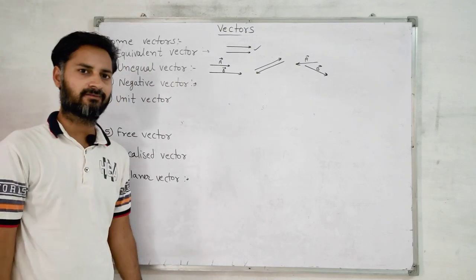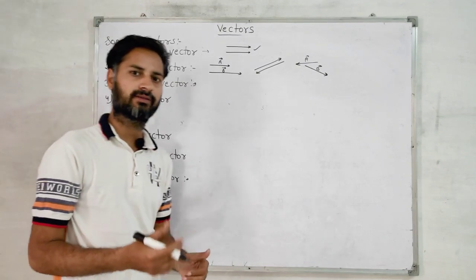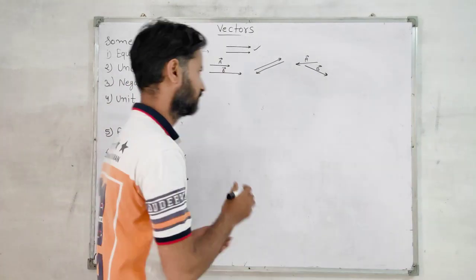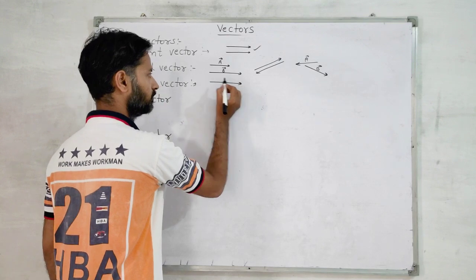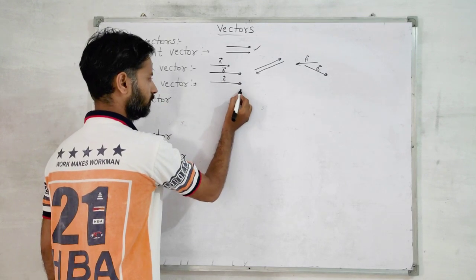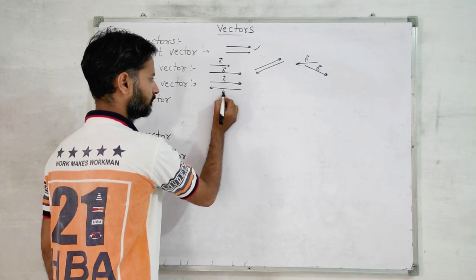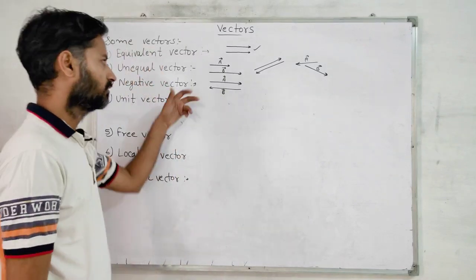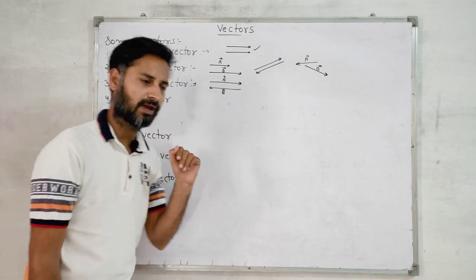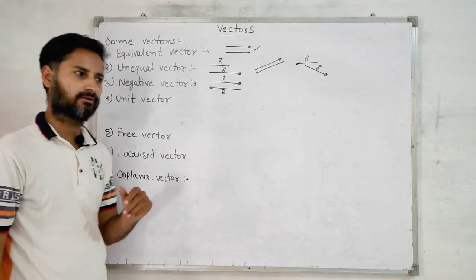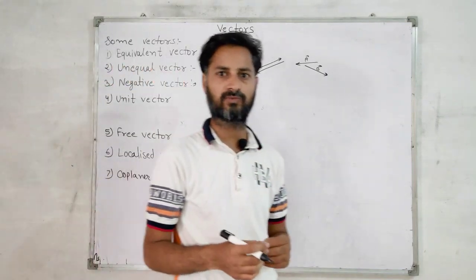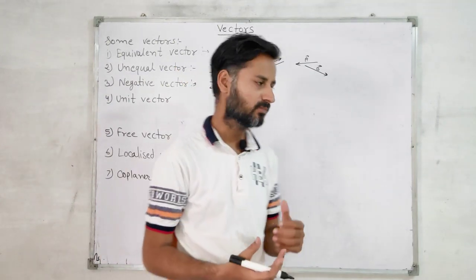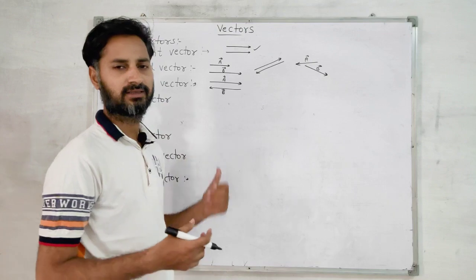Third point is negative vector. Two vectors are called negative vectors if their magnitudes are same but directions are opposite, like a vector and b vector. These both have same magnitude but opposite direction. They are always parallel.